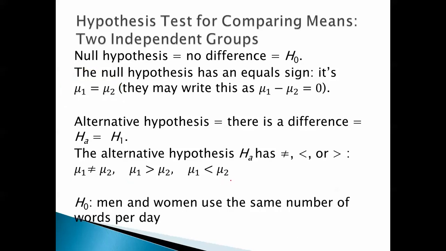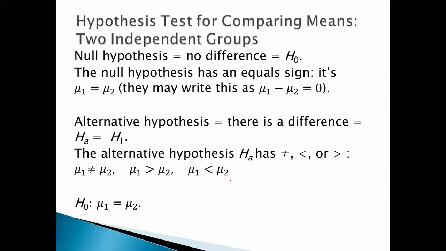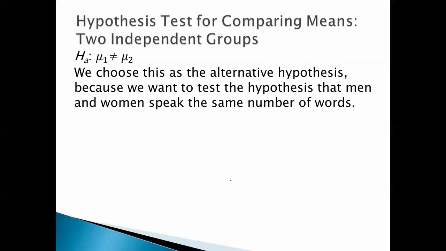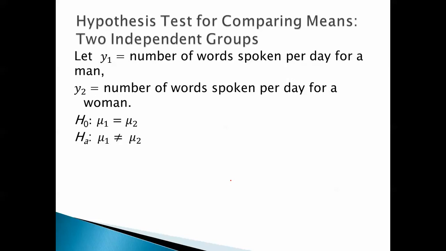So our null hypothesis is men and women use the same number of words per day. If we wanted to state that using mathematical symbols, it would simply be mu1 equals mu2. Our alternative hypothesis is that mu1 does not equal mu2. We choose this as the alternative hypothesis because we want to test the hypothesis that men and women speak the same number of words. We weren't told that we want to test the hypothesis that women speak more or men speak more. We're just told to test the hypothesis that they speak the same number of words, so this is how we choose the alternative hypothesis.